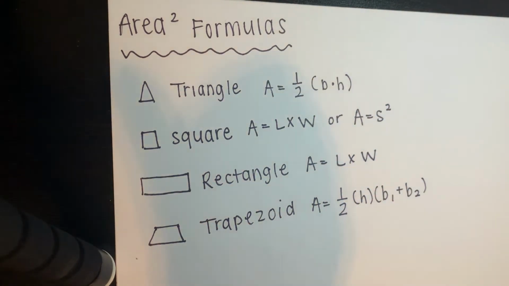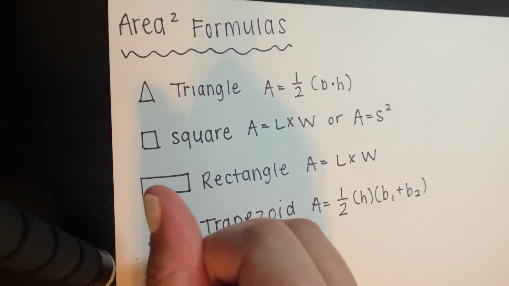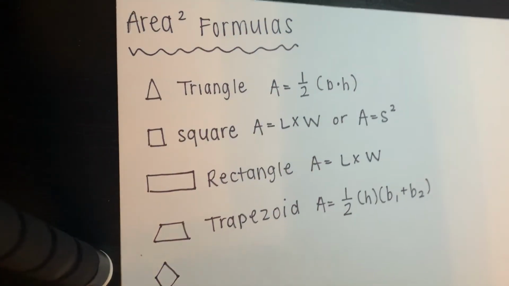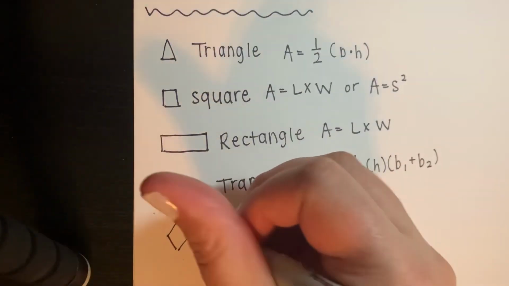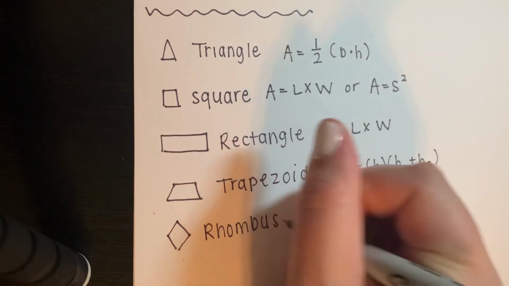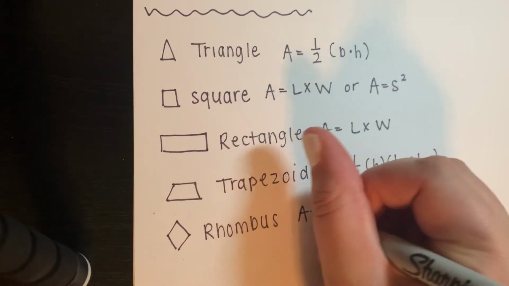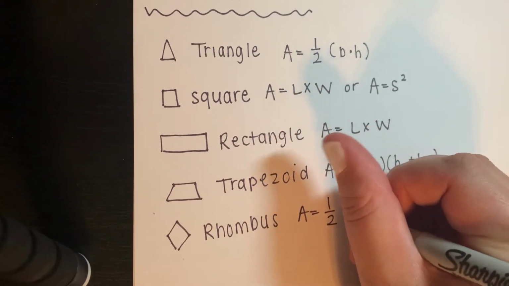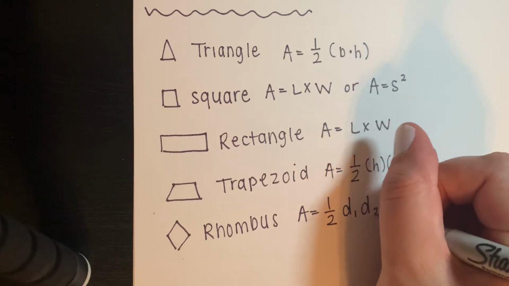And the last shape that we have is a rhombus, which many of you call a diamond. Totally fine, but it is a rhombus. Very similar formula to a triangle. So rhombus is area equals 1/2 times diagonal 1 times diagonal 2.